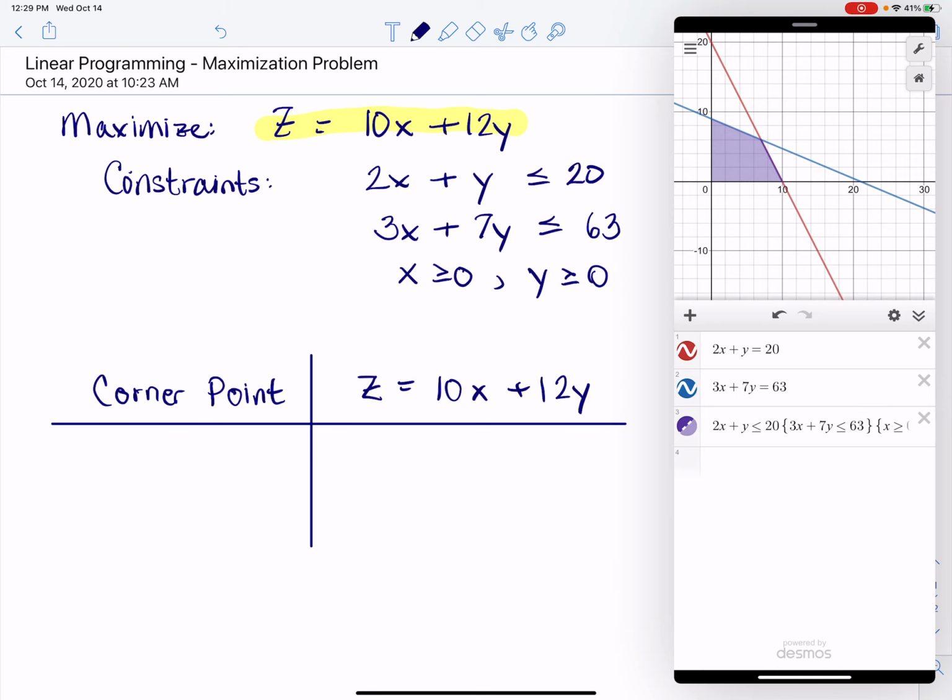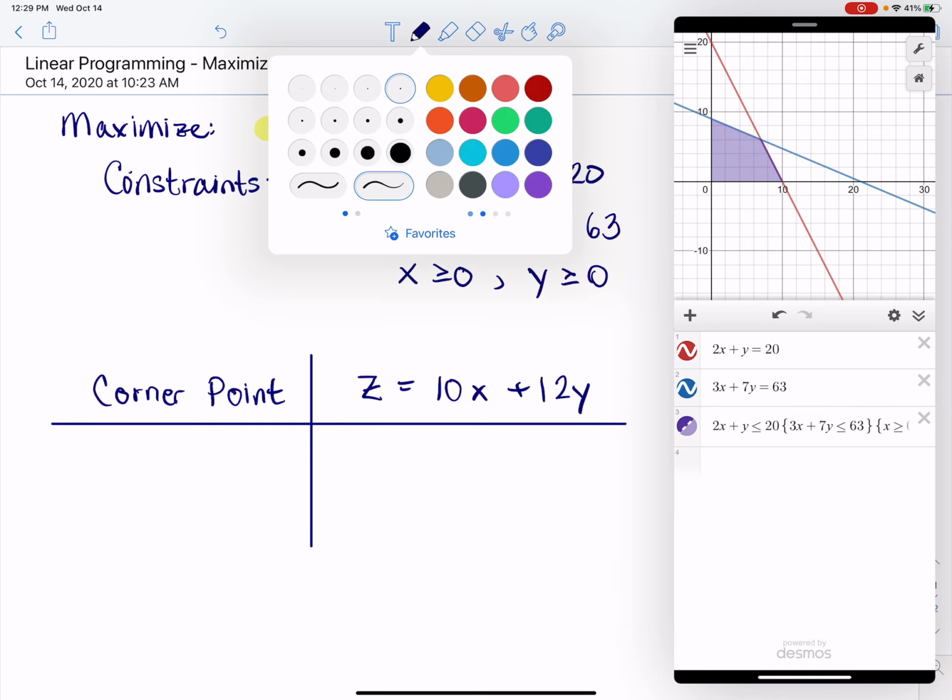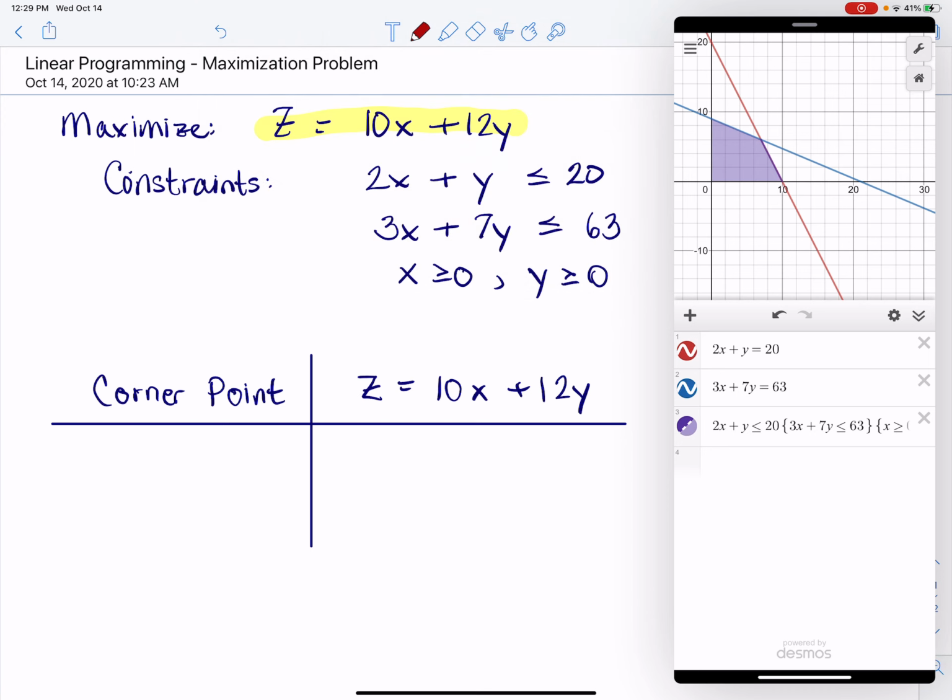All right, so what we have here is a standard maximization problem, and I'm going to talk about what makes it a standard problem. Our goal is to maximize a certain function. We call that function z, having to do with x and y, where x and y has to be somewhere in the region defined by these inequalities.